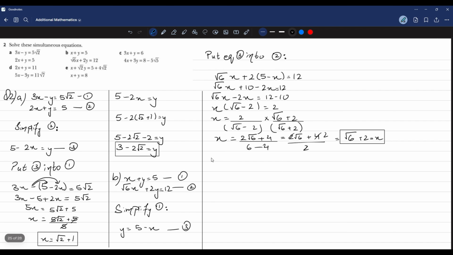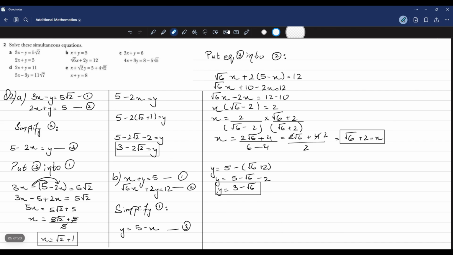Okay, as for y. So we have got the simplified equation. We have got the value of x. So y is equal to 5 minus x. Instead of x, I'll write under root 6 plus 2. So y is equal to 5 minus under root 6 minus 2. And y is equal to 5 minus 2, which is 3, minus under root 6. And that is it. That is your value for y. And this is it for question number 2, part B.